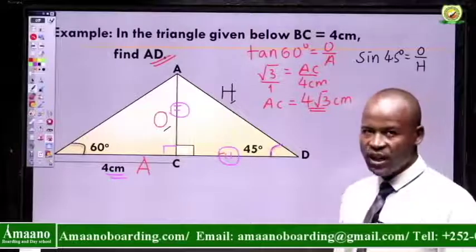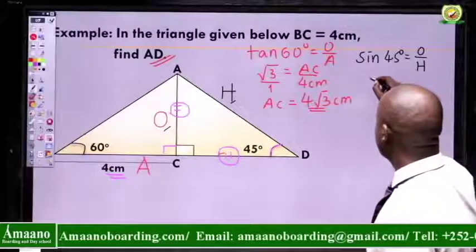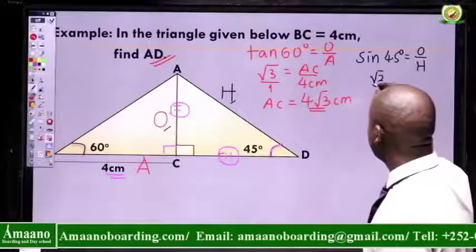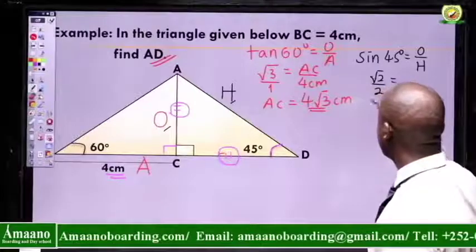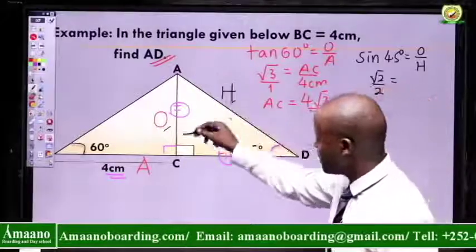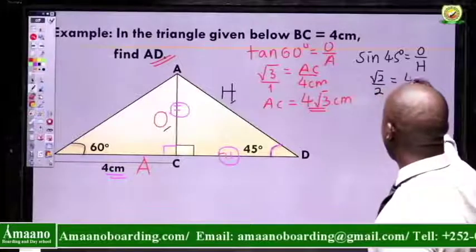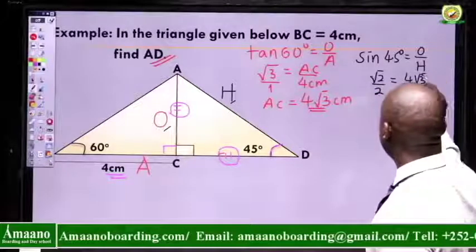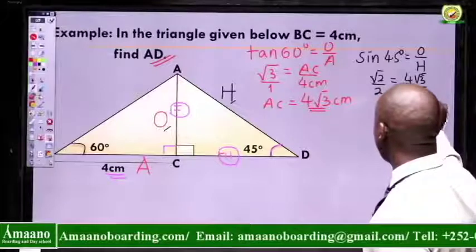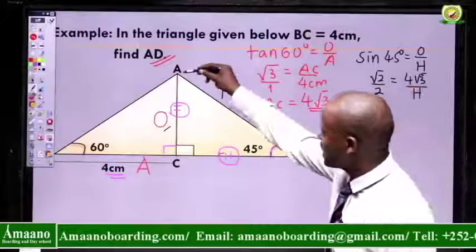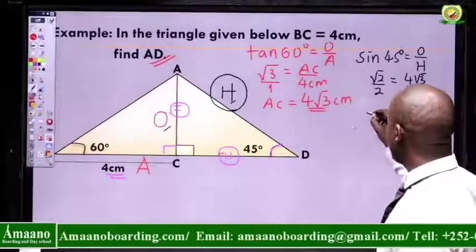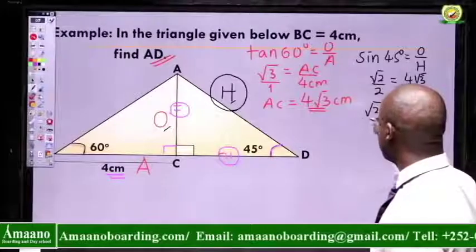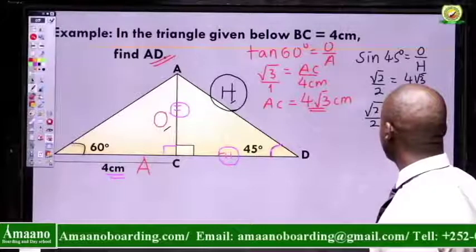Okay, what is sine 45? Sine 45 is radical 2 divided by 2. We did this in a previous video. The opposite here is 4 radical 3, divided by the hypotenuse h, because the question is AD. Side AD means the hypotenuse, which is given by h. So we have the square root of 2 divided by 2 is equal to 4 radical 3 divided by h.